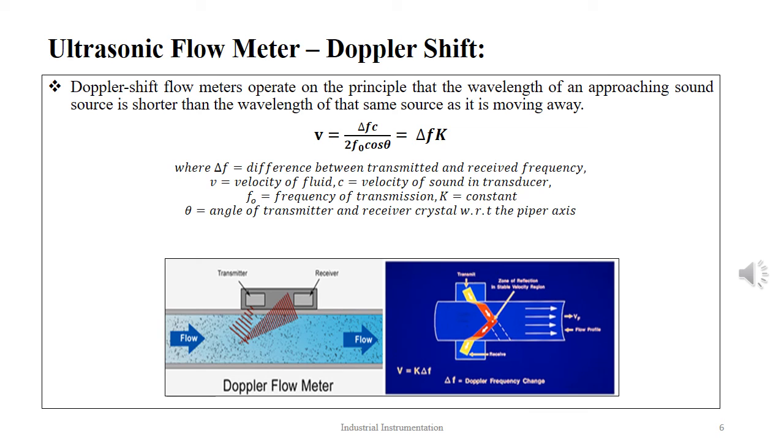The velocity of the fluid is given by V = ΔF Ct / (2 f0 cos θ) = ΔF k, as the other factors are constant, where ΔF is the difference between the transmitted and the received frequencies, Ct is the velocity of the sound in the transducer, f0 is the frequency of the transmission, θ is the angle of the transmitter and the receiver crystals with respect to the pipe axis, and k is a constant.